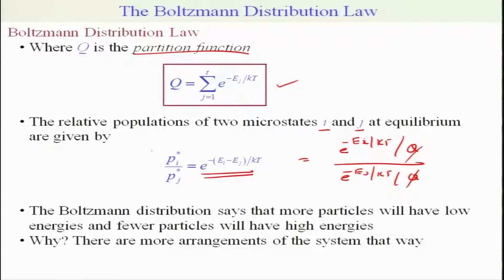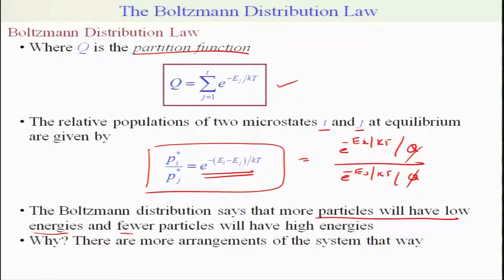Now, what does this expression tell you? This expression tells you that more particles will have low energies and fewer particles will have higher energies. Because if P_i by P_j is greater than 1, it indicates that E_i is less than E_j. That is what it would tell you, because it means E_j is at a higher level and E_i is at a lower level.